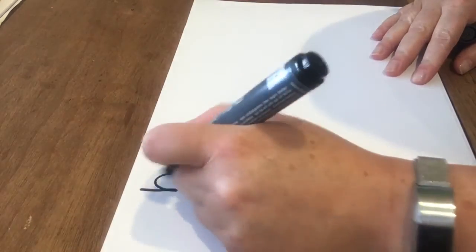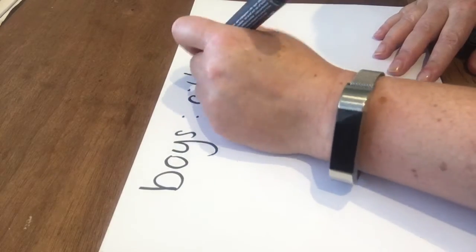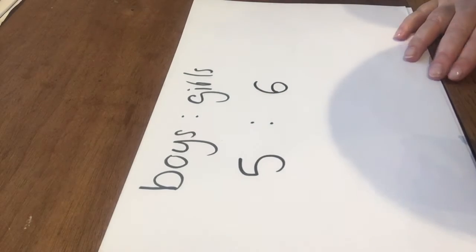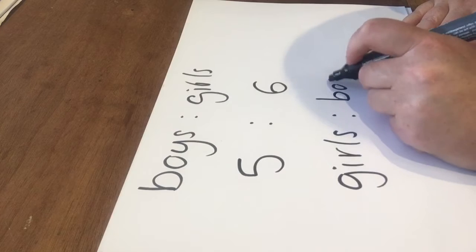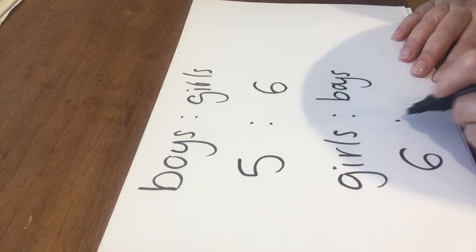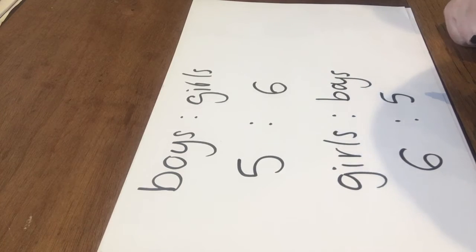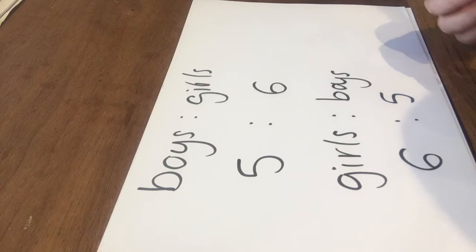Okay, so let's have a look at an example of ratio. If you had 5 boys and 6 girls, the ratio of boys to girls would be 5 to 6. And the ratio of girls to boys, so girls to boys, would be 6 to 5. Notice the colon between the numbers. So I've got 5 boys and 6 girls.